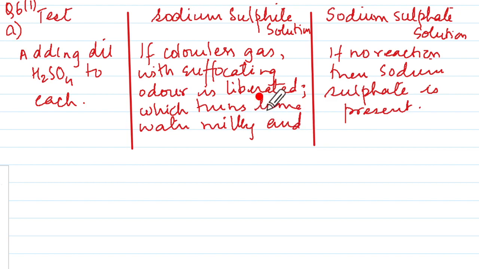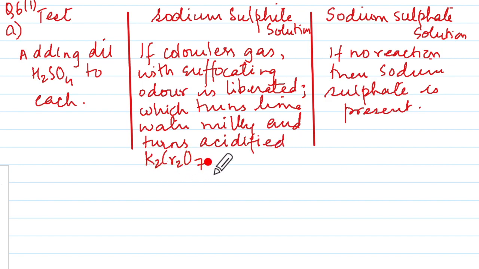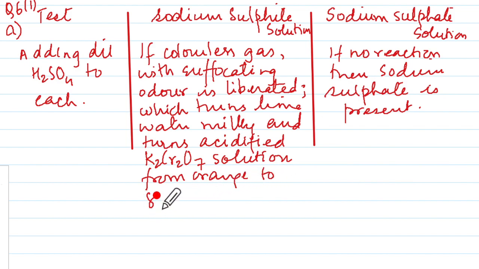And what else does sulfur dioxide gas do? It turns acidified K2Cr2O7 solution from orange to what? It changes to green, but it has to be clear green.